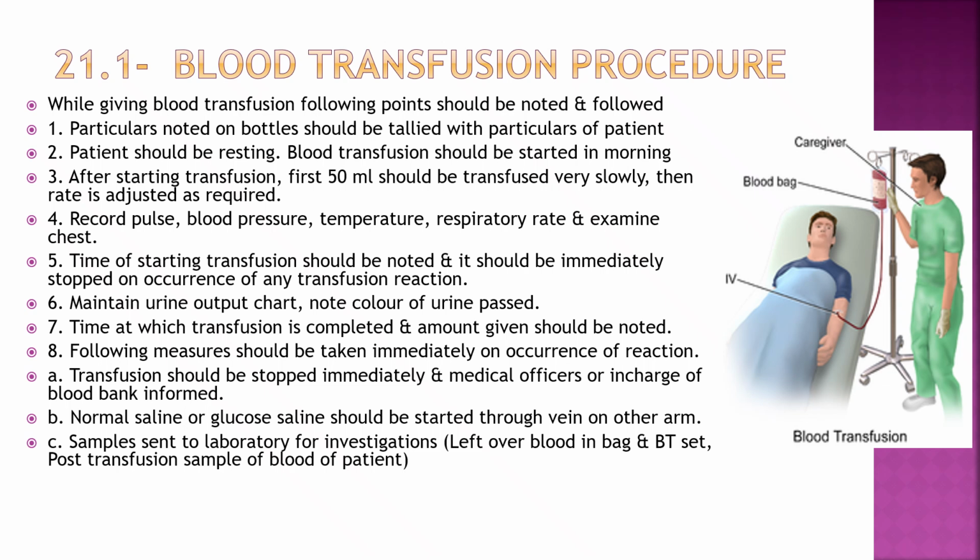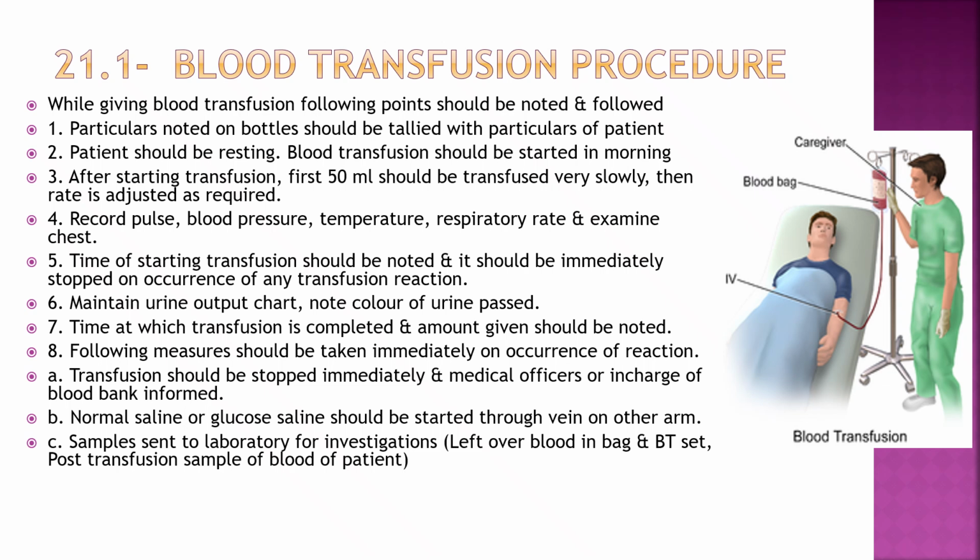After starting transfusion, the first 50 ml should be transfused very slowly. Then the rate is adjusted as required. Record pulse, blood pressure, temperature, respiratory rate, and examine the chest. Time of starting transfusion should be noted. It should be immediately stopped on occurrence of any transfusion reaction. Maintain urine output chart and color of the urine. Time at which transfusion is completed and amount given should be noted.